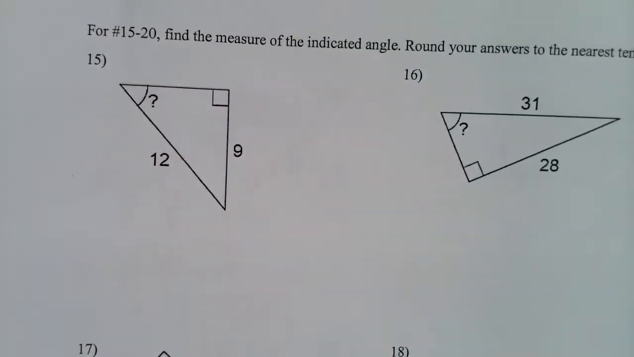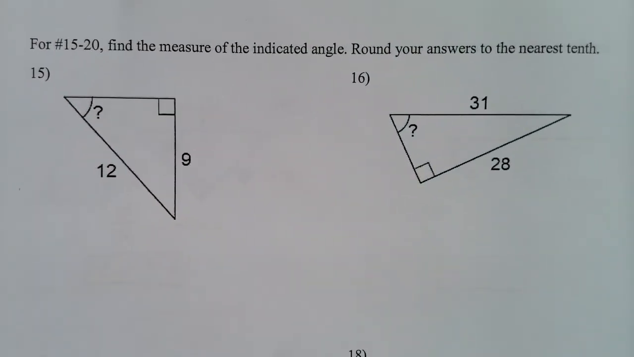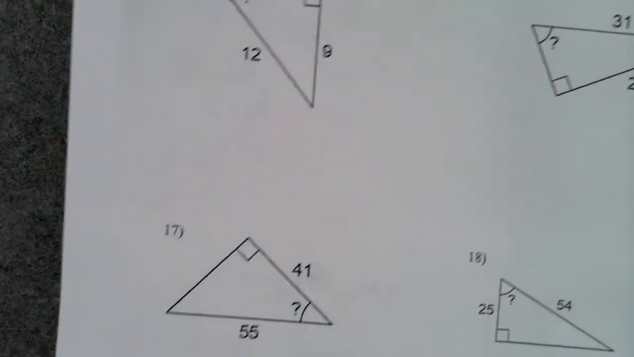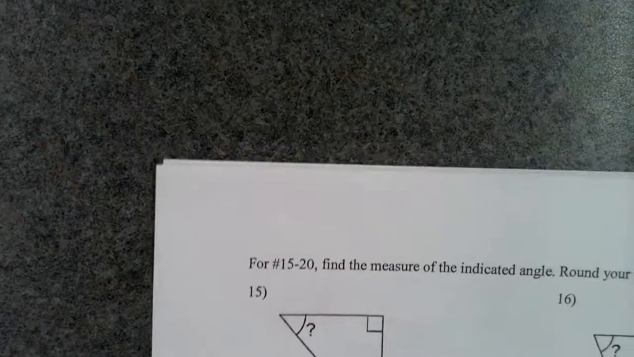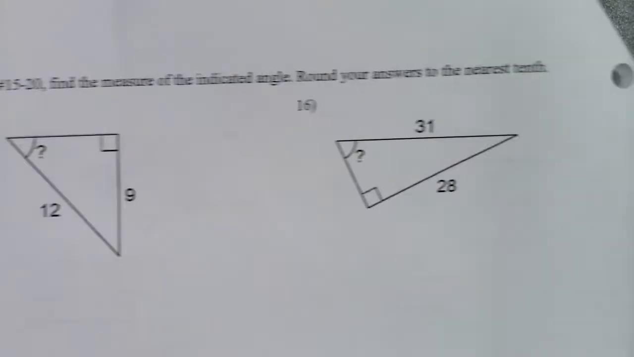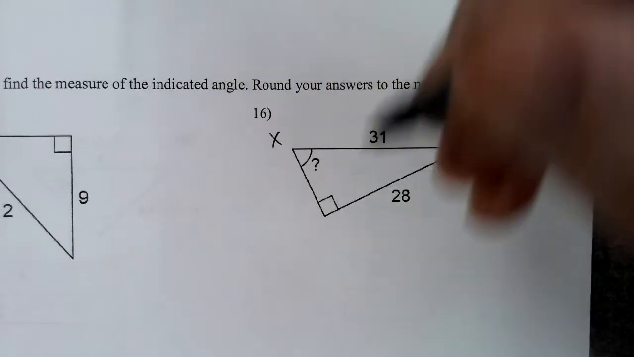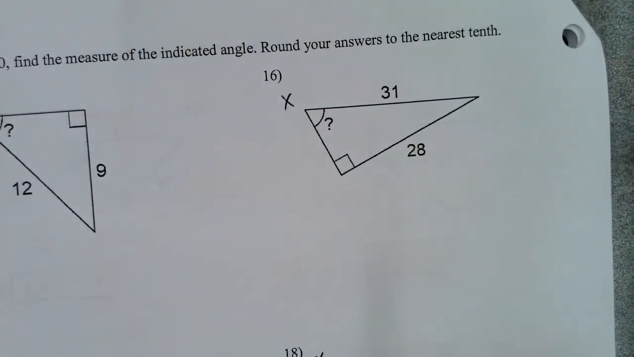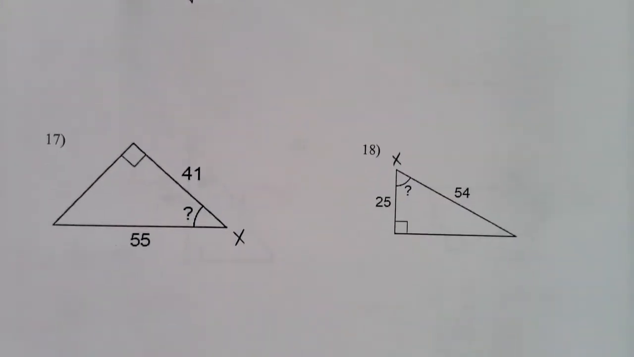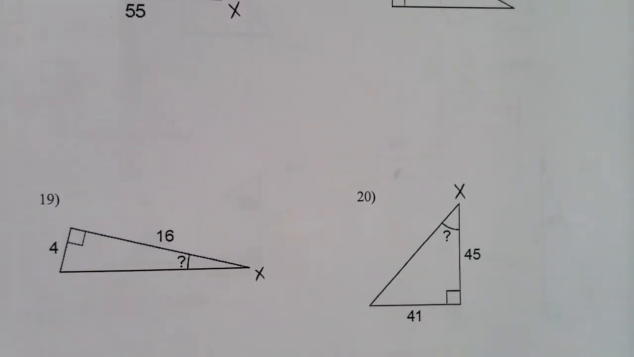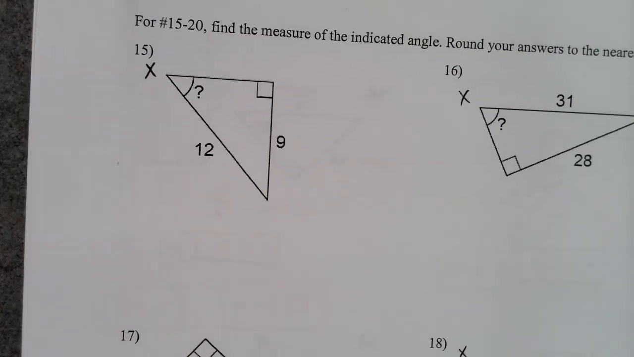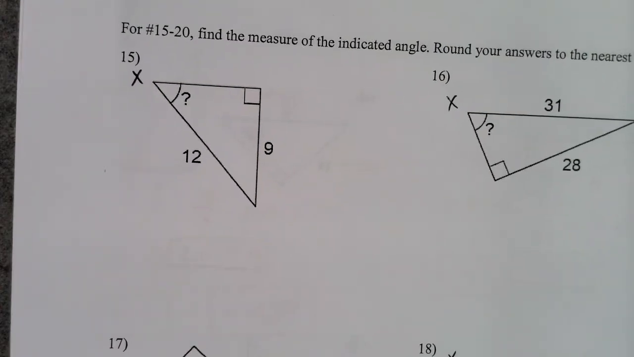For numbers 15 through 20, find the measures of the indicated angle. Round your answers to the nearest tenth. So just to make it easier for us, let's label them all as x. Okay, label all the angles as x. These are going to be the inverses. So again, the question is, are you going to do sine, cosine, or tangent?